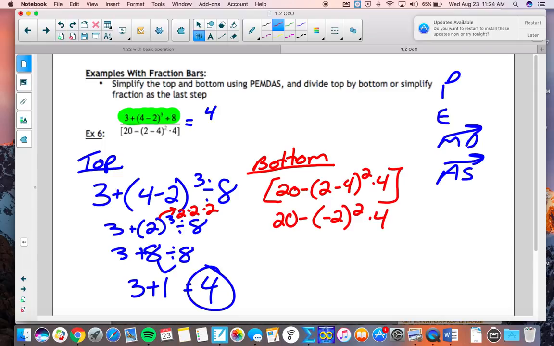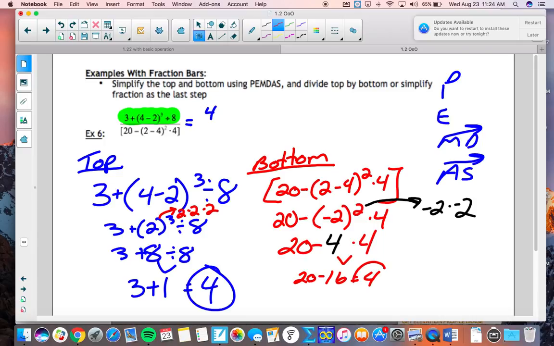All right, here we go. So I've simplified within the parentheses. Now I have negative 2 squared, which means negative 2 times negative 2. I have an even number of negatives getting multiplied together here, so that's a positive 4. So 20 minus 4 times 4. What do we do next? We have to multiply. So I get 20 minus 16, which equals 4. So the bottom number is 4.